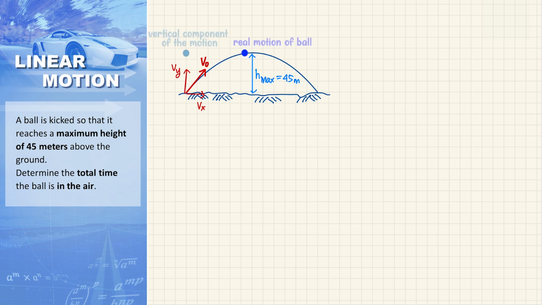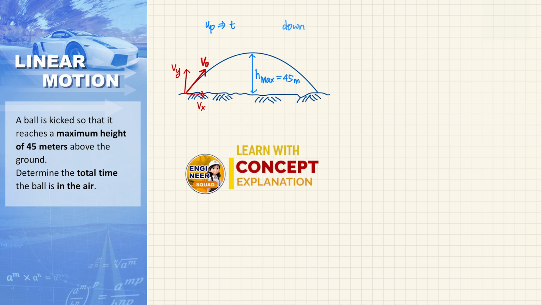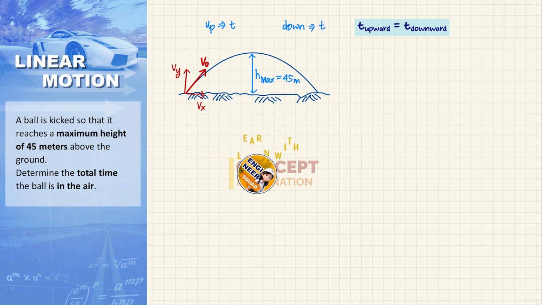This animation shows the motion of the ball along its trajectory and the motion we analyze on the vertical axis. When the object moves upward, it takes a certain time, which we denote as t. And when it moves downward, it also takes the same duration of time. We will analyze the motion as the object moves upward.